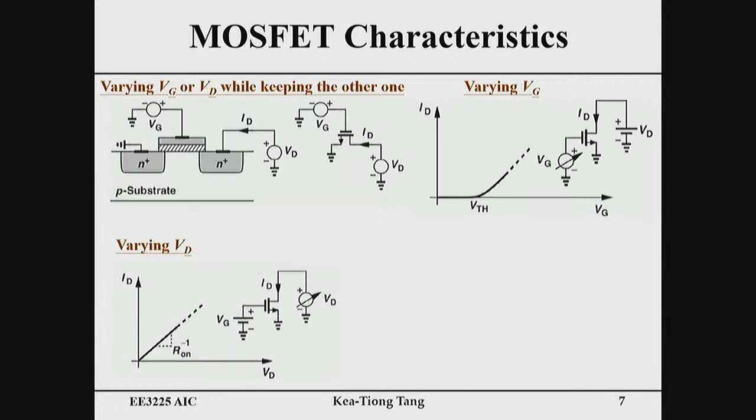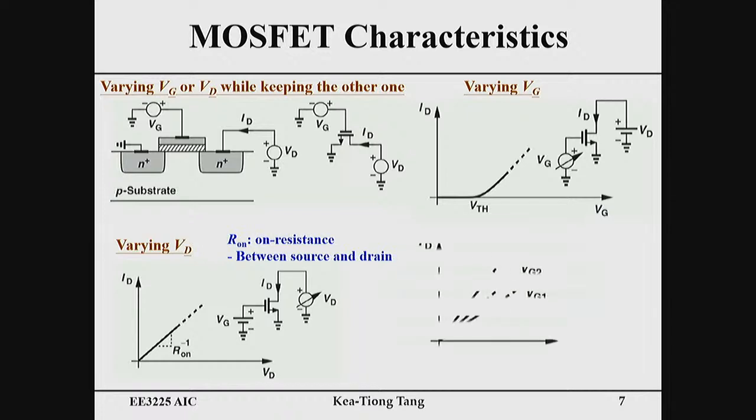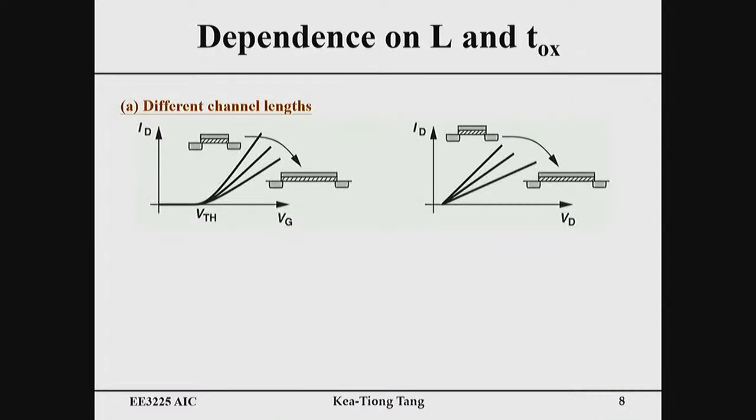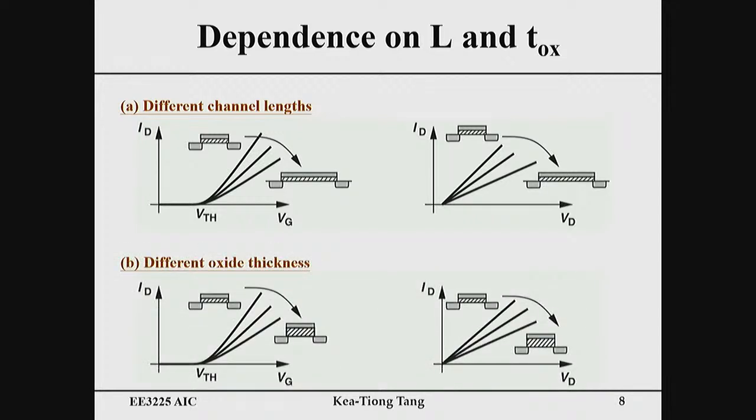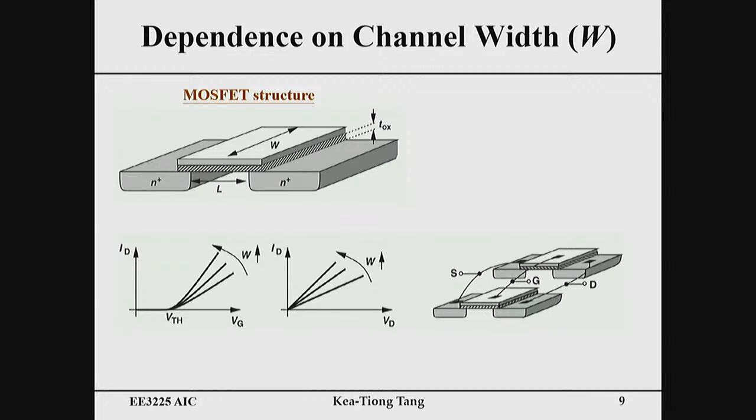And if we fix the gate voltage and we change the drain voltage, basically if the drain voltage is not very large, what we are going to see is a linear relationship between the drain voltage and the drain current. So it kind of looks like a resistor. Okay? And yesterday we also talked about some dependence on the parameters. The current is inversely proportional to channel length. The current is inversely proportional to oxide thickness. And the current is linearly proportional to the channel width.